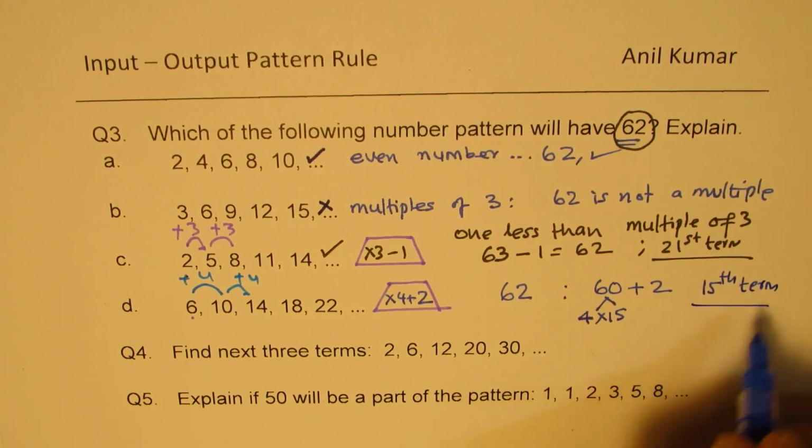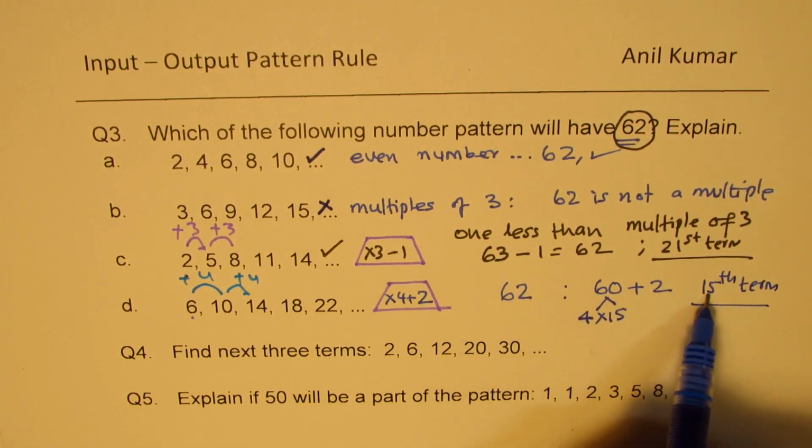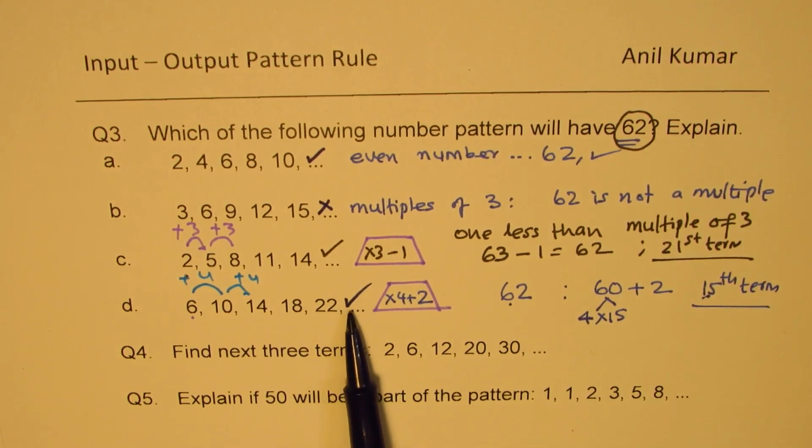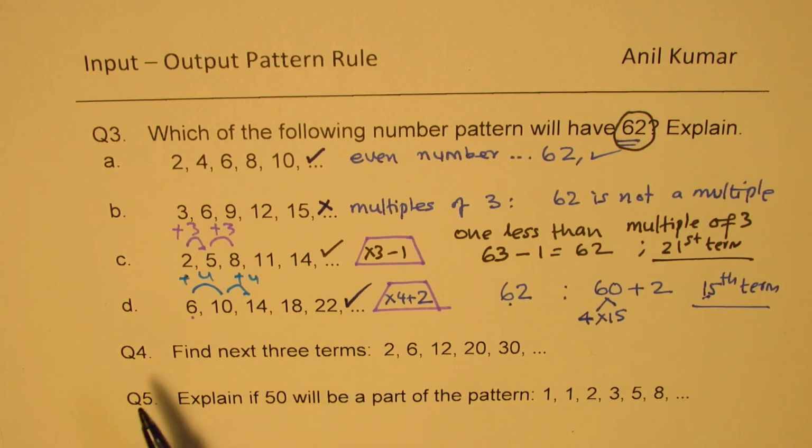So you can check. If you extend this pattern up to the 15th term, you will get 62. Perfect. And therefore, this will also be a part of this pattern. Perfect. So this is a very important question which is seen in EQAO and many tests for grade 6 students.